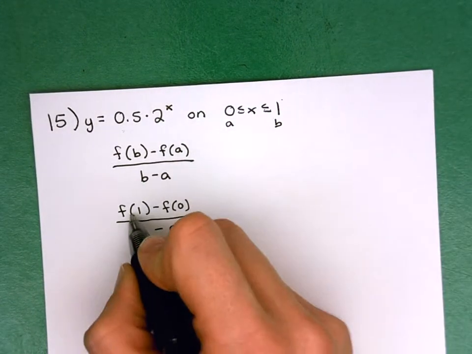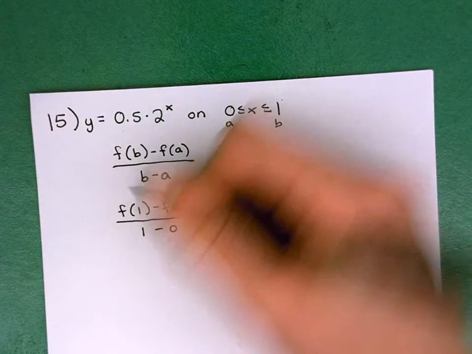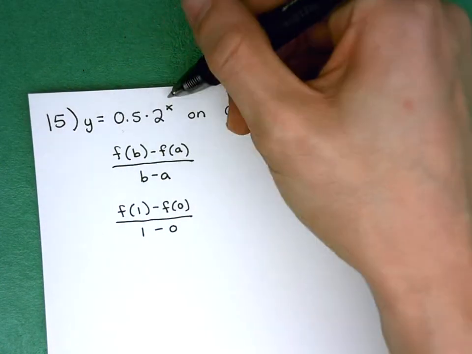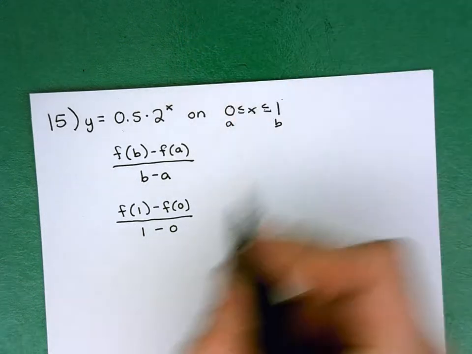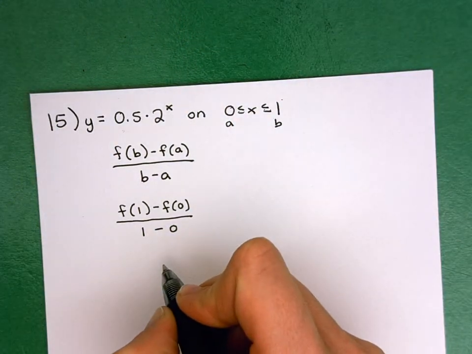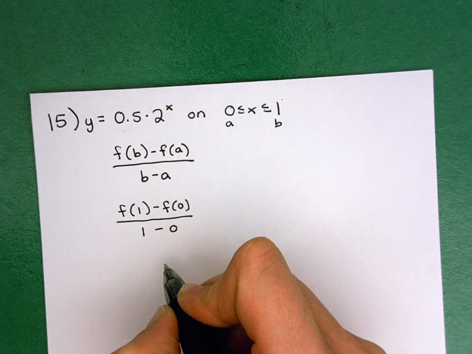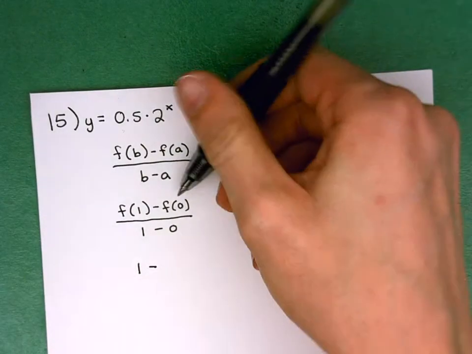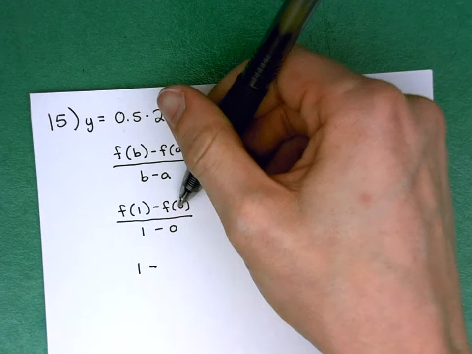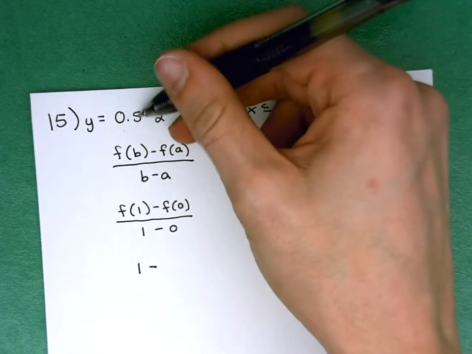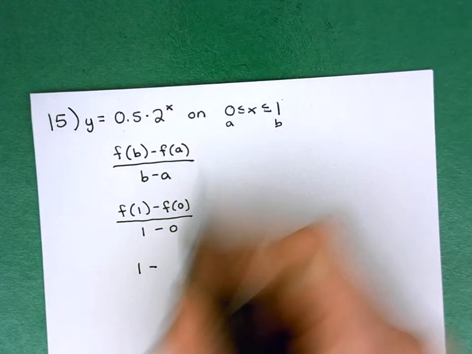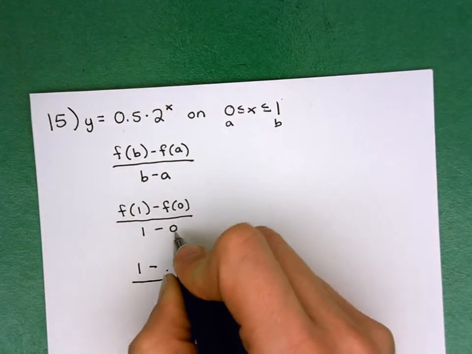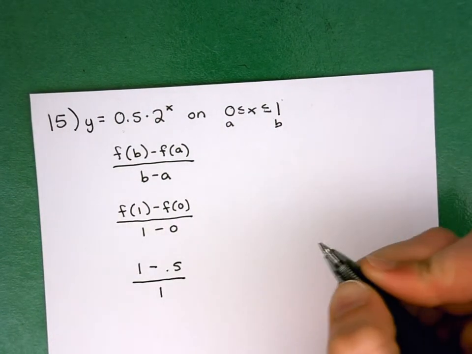Okay, so the f of 1 is when I take that 1 and I plug it in for x. So I'm going to have 0.5 times 2 to the first. And 0.5 times 2 to the first is 1. And then same thing here, we're going to take this 0 for x, put it in. We get 0.5 times 2 to the 0, which is 0.5, all divided by 1 minus 0, which is 1.